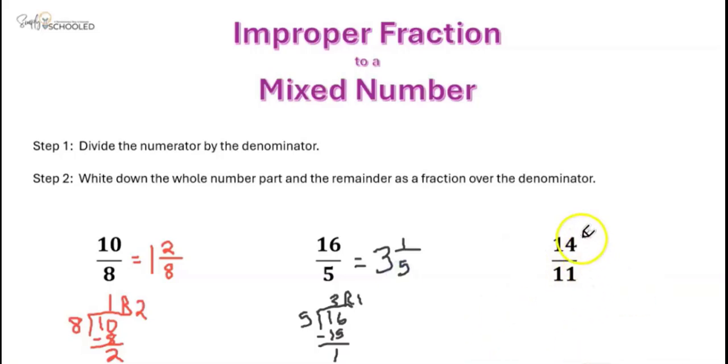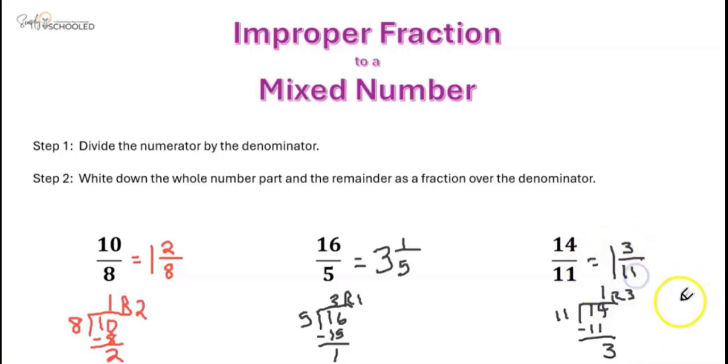And one last one over here, 14 over 11. I'm going to take the numerator, 14, and divide it by the denominator. 11 goes into 14 one time, which is 11. I subtract and I get 3, so my remainder is 3. So this equals 1 and 3/11ths because I take the whole number and put the remainder over the denominator.